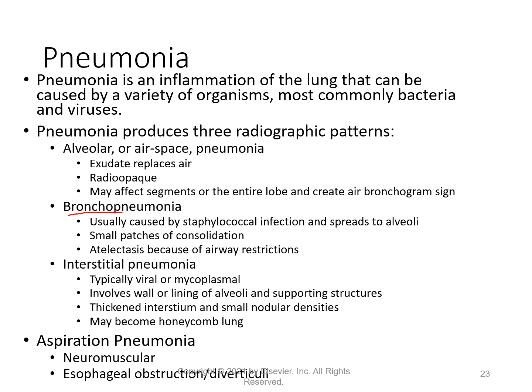Then we come to interstitial pneumonia. With interstitial pneumonia, this is going to affect the walls or the interstitium between the alveoli. This is typically going to be viral or mycoplasmal, and it's going to involve the walls or the lining of the alveoli and the supporting structures. And if we look at the term interstitial, that would be in between the tissue. So in that interstitial area in between the main tissue of the alveoli, we're going to see thickening and even some small nodular densities form there.